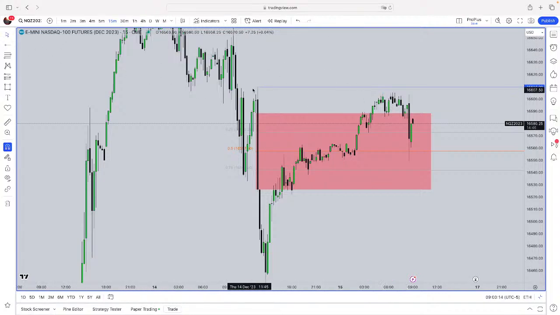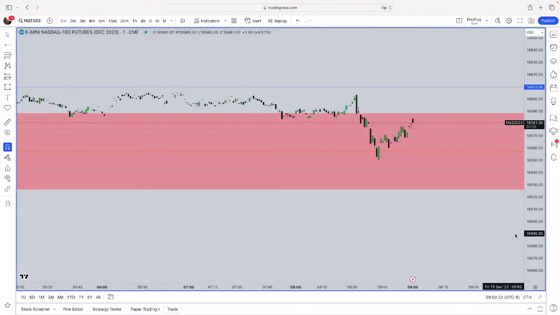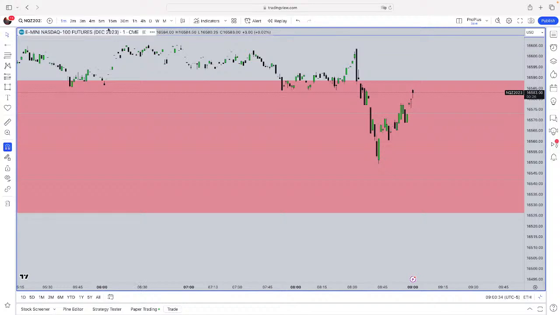People potentially think this is a resistance here, so it's dropped lower. Took out sell side there, so this could potentially be 830, drop lower, takes sell side liquidity. Could be manipulation for them to run higher.